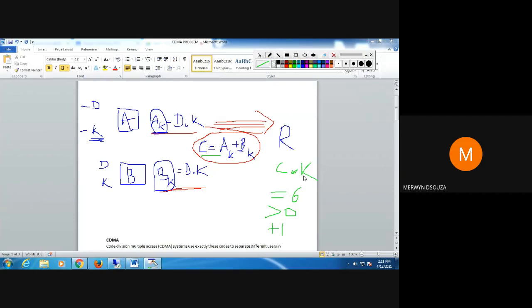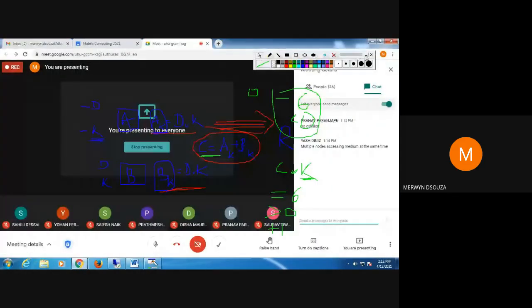And if you take the product with the transmitted signal and you get a negative value, then you will say it is less than 0, and the data that is transmitted is 0. This is what we had discussed in class some time back. So this is how you would do the decoding at the receiver's end. This is how your CDMA would work. This is just to revise the basic working principle of CDMA.